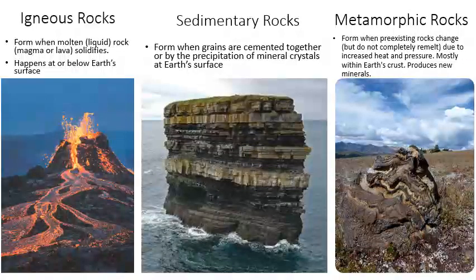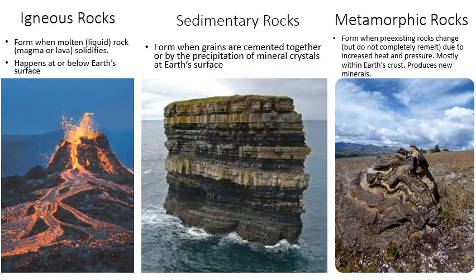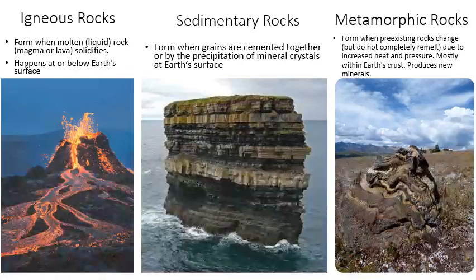There are three main rock types, and they are defined through their origin or how they formed. Igneous rocks form when molten or liquid rock, also known as magma or lava, solidifies at or below Earth's surface. Sedimentary rocks form when small grains are cemented together or by the precipitation of mineral crystals at Earth's surface. And metamorphic rocks form when pre-existing rocks change, but don't completely remelt, due to increased heat and pressure, mostly within Earth's crust. This often produces new minerals.